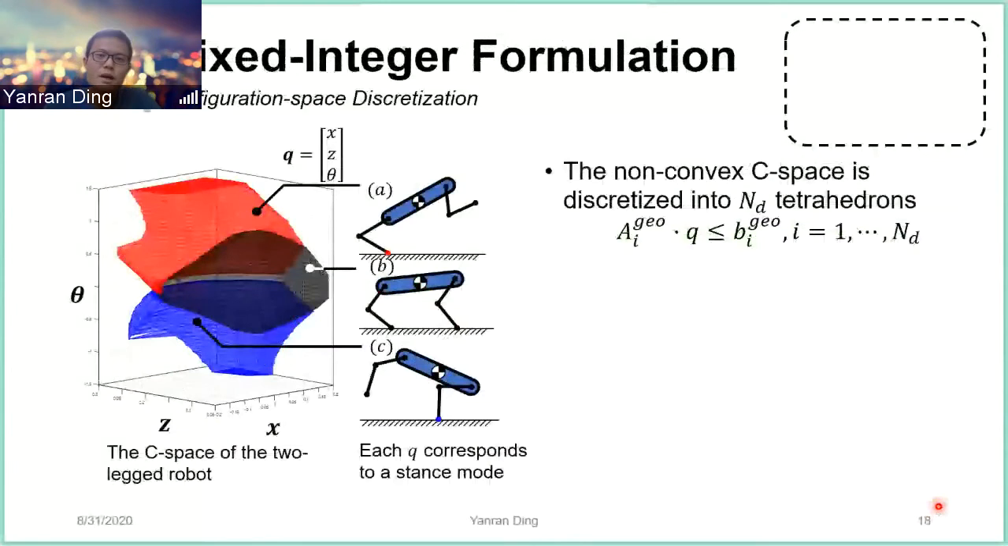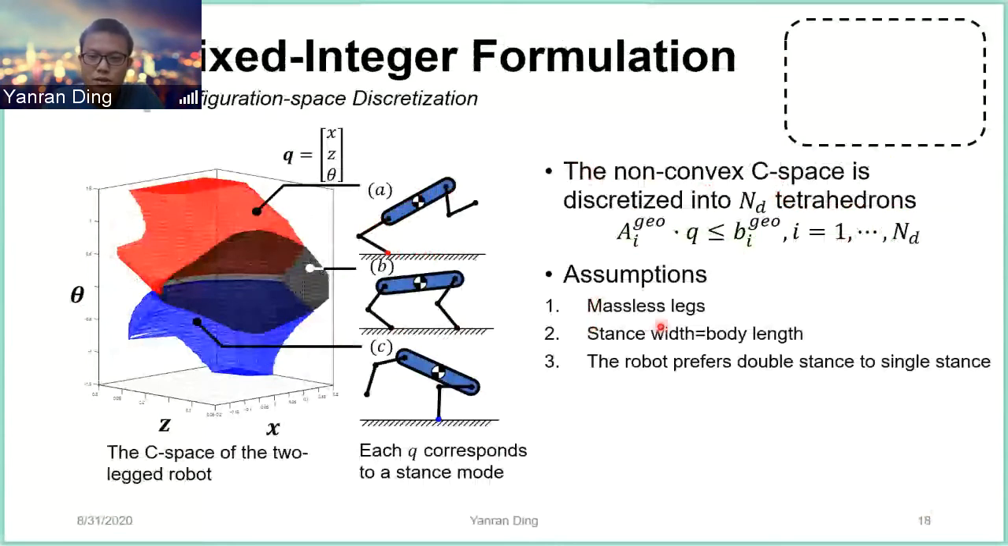We do this by first discretizing the configuration space of the robot. On the left-hand side, you can see the C space of the robot has a really non-convex shape because it has to satisfy some kinematic constraints to prevent the robot from hitting the ground. We discretize the C space into tetrahedrons, and each tetrahedron could be expressed as a set of linear inequality constraints. We make the following assumptions: the legs are massless, when the robot is in double stance the stance width is always equal to the body length, and the robot prefers double stance to single stance whenever possible.